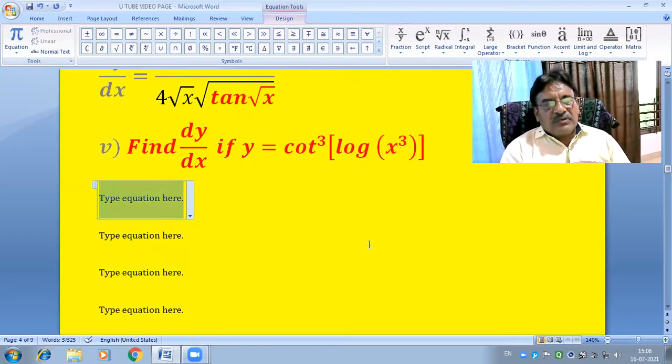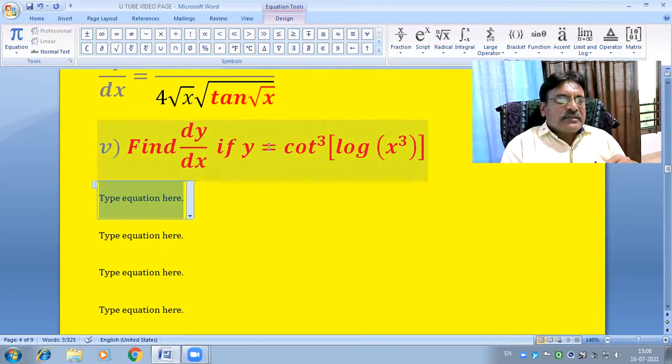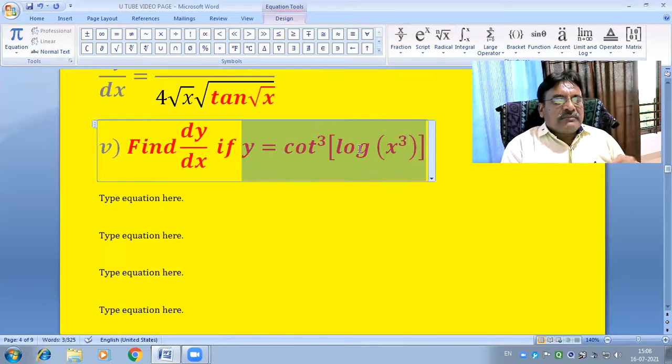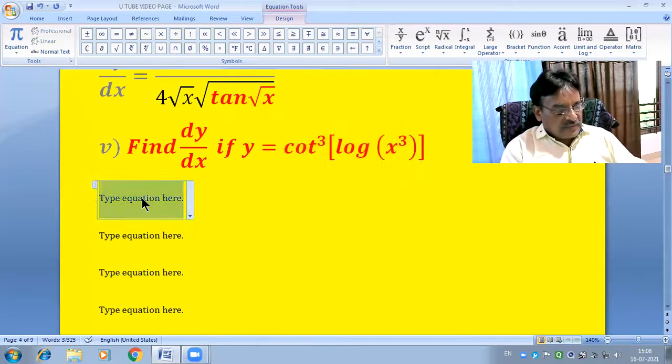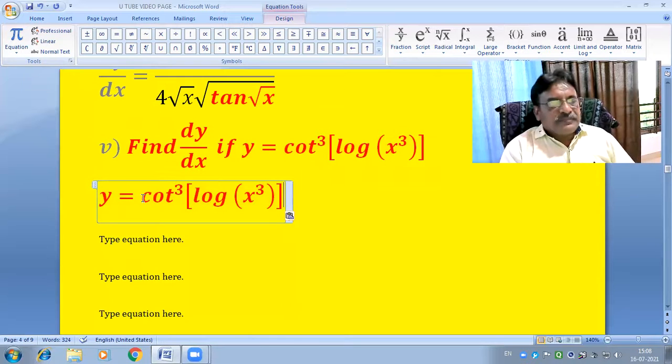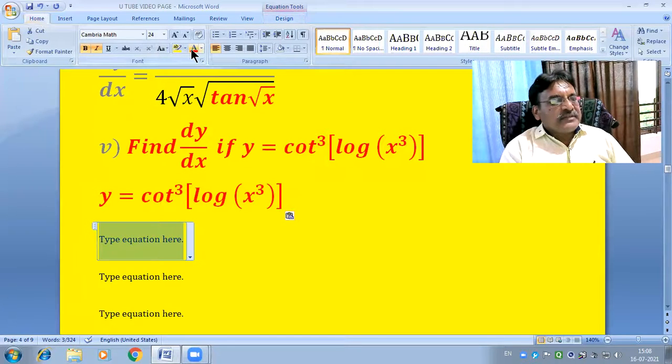Here the function is given, cot cube log of x cube, and we find the derivative of this function. That is, differentiate this function with respect to x and find dy by dx. So again we write the given function: y is equal to cot cube log x cube. Differentiate both sides with respect to x.